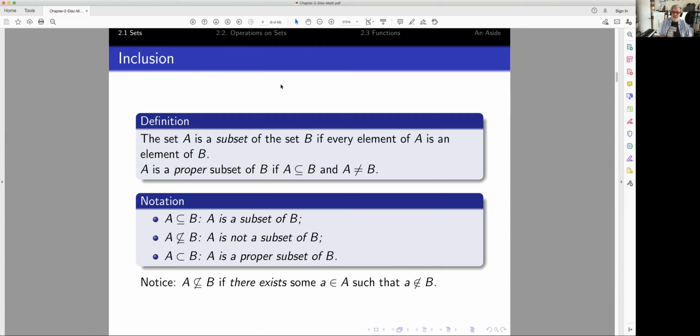Every element of A is an element of A. So A is a subset of A. That's always true. And if I want to talk about subsets of a set, which are not the whole set, then I say they are proper subsets. Okay, so you have this notation there. Think of less or equal, right? It's the analogy with less or equal and strictly less. It's the same thing.